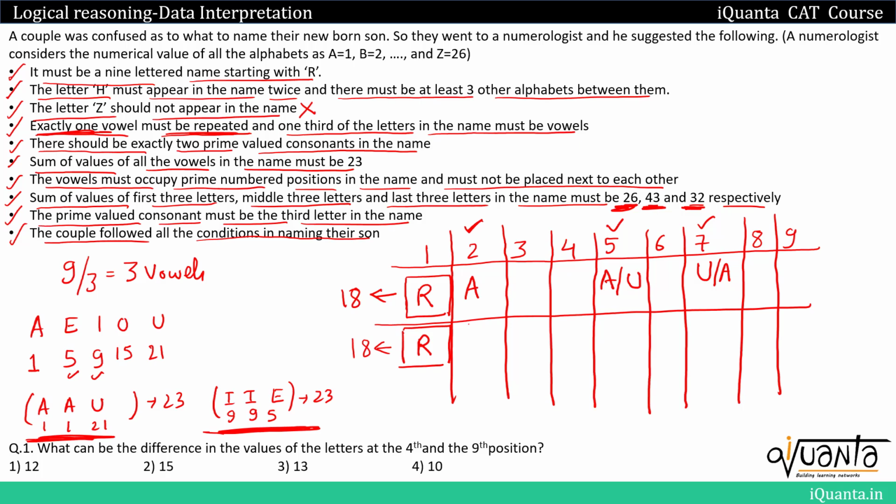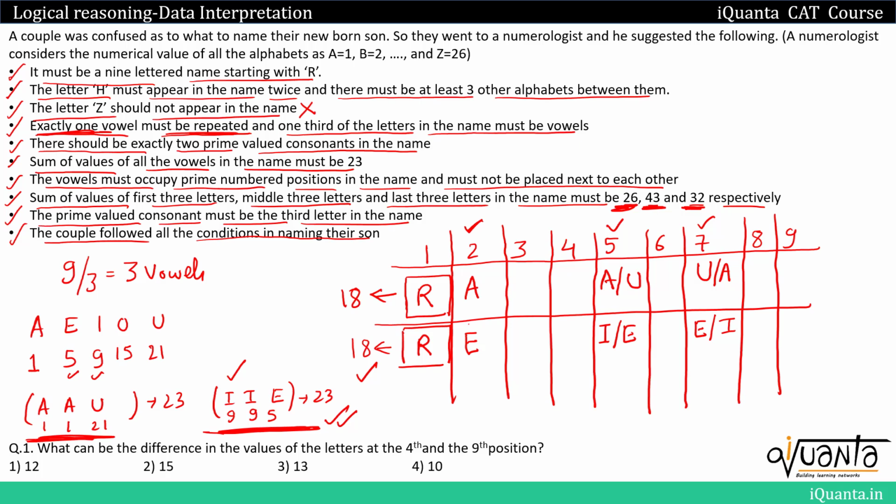Similarly, another pair of vowels was I, E, and we again have to make sure that the sum of first 3 letters is 26. We already know that R has value 18. So it clearly means that I cannot put vowel I into position number 2 because then 18 plus 9 will exceed the sum 26. So the only vowel that can come at place number 2 is E according to the second case over here, second pair of vowels. Now we have I and E as the vowels remaining. So if I is here, then E will be here. If E is here, I will be here.